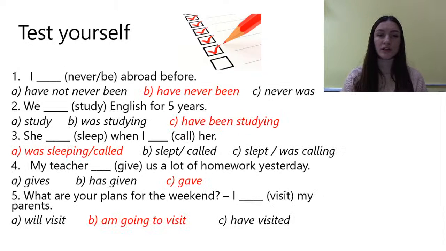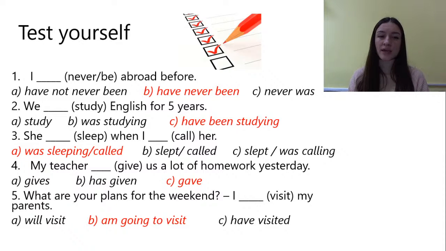So let's look at answers now. In number 1, we say, I have never been abroad before. We're talking about our experiences. Have never been before. The same example with the cake. I have never eaten such a delicious cake before. Number 2, we have been studying English for 5 years. We started 5 years ago and now we are continuing doing this.